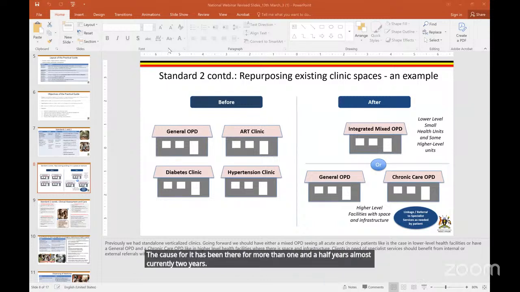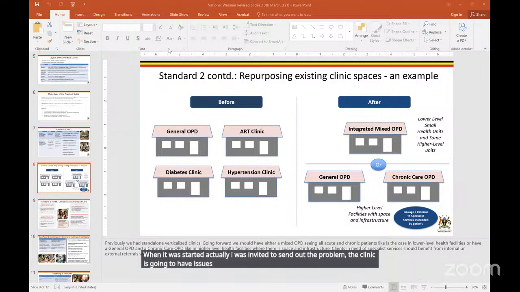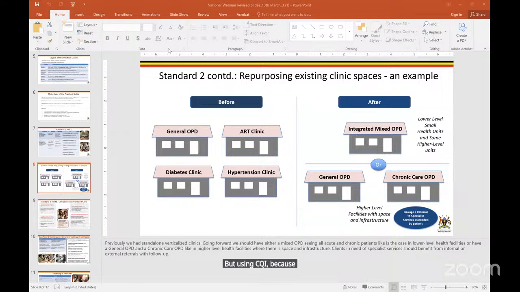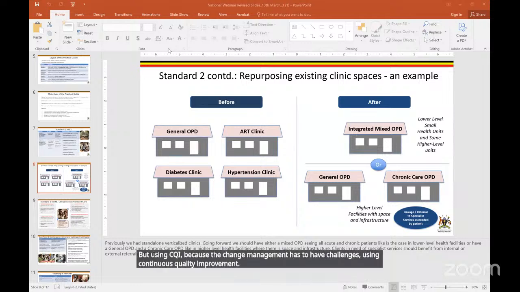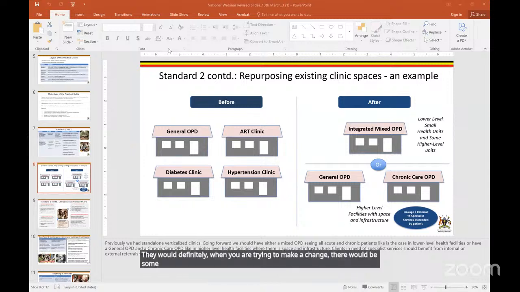When it was started, I was invited to say the clinic is going to have issues, and definitely there was lots to follow up. But using CQI, because the change in management has challenges, using continuous quality improvement, we are able to track through most of those clients, and then we brought them back on treatment. When you are trying to make a change, there will be some negative impacts. But if you go slowly and use CQI and are able to intervene, you will find that these clients, slowly by slowly, you will be able to get them back.